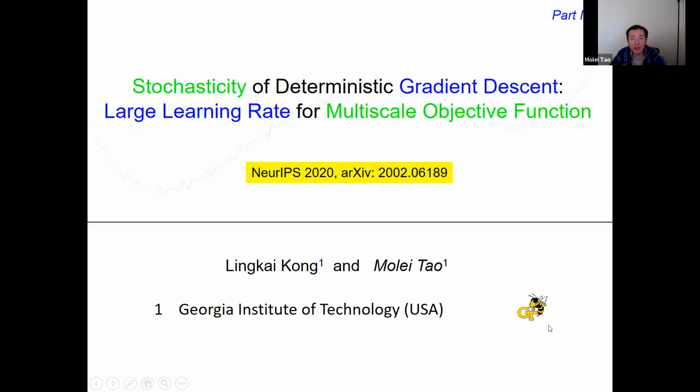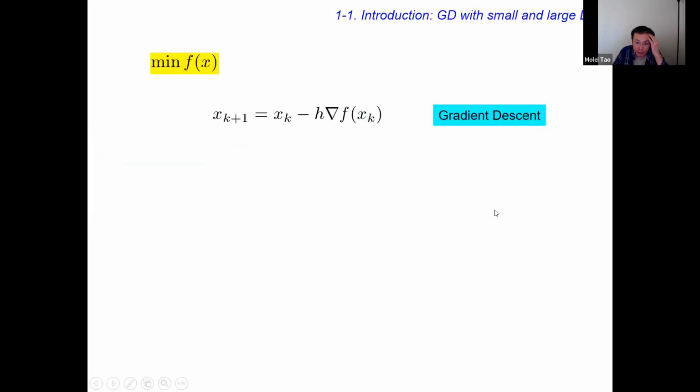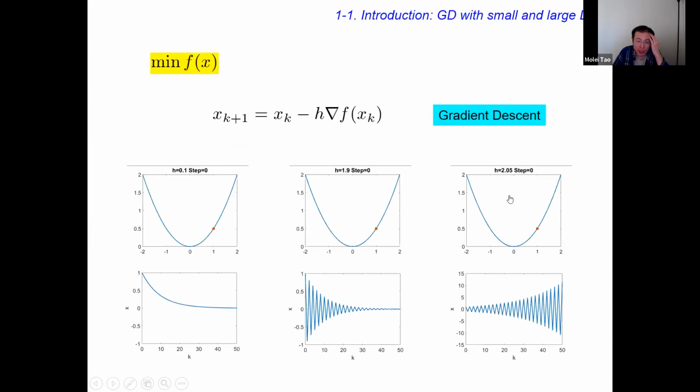But let me first talk about part 2a, which is about large learning rate creating a mechanism of escape from local minimizer. This is based on a paper published in the NeurIPS machine learning conference about 2 years ago, and it's joint work with my PhD student Lingkai Kong. So the setup is very simple, gradient descent. But if you think about it, large H actually is not completely trivial.